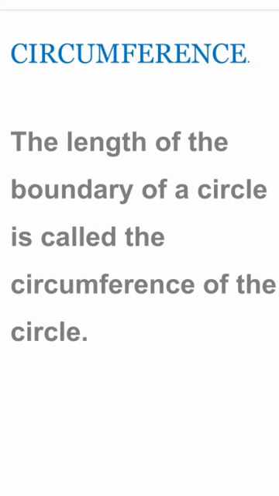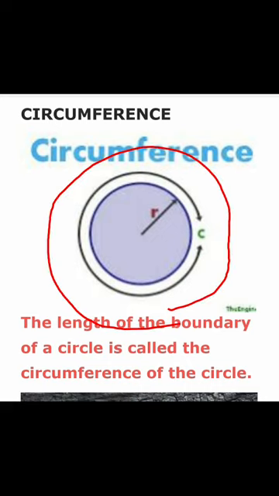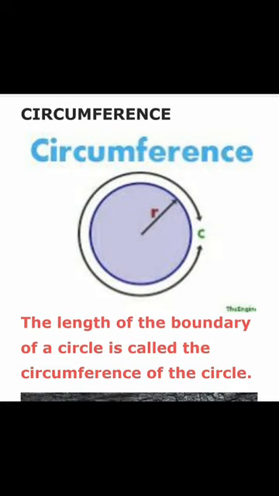Now our next property is circumference. What is circumference? The length of the boundary of a circle is called the circumference of the circle. This whole length of the boundary of a circle is called its circumference.